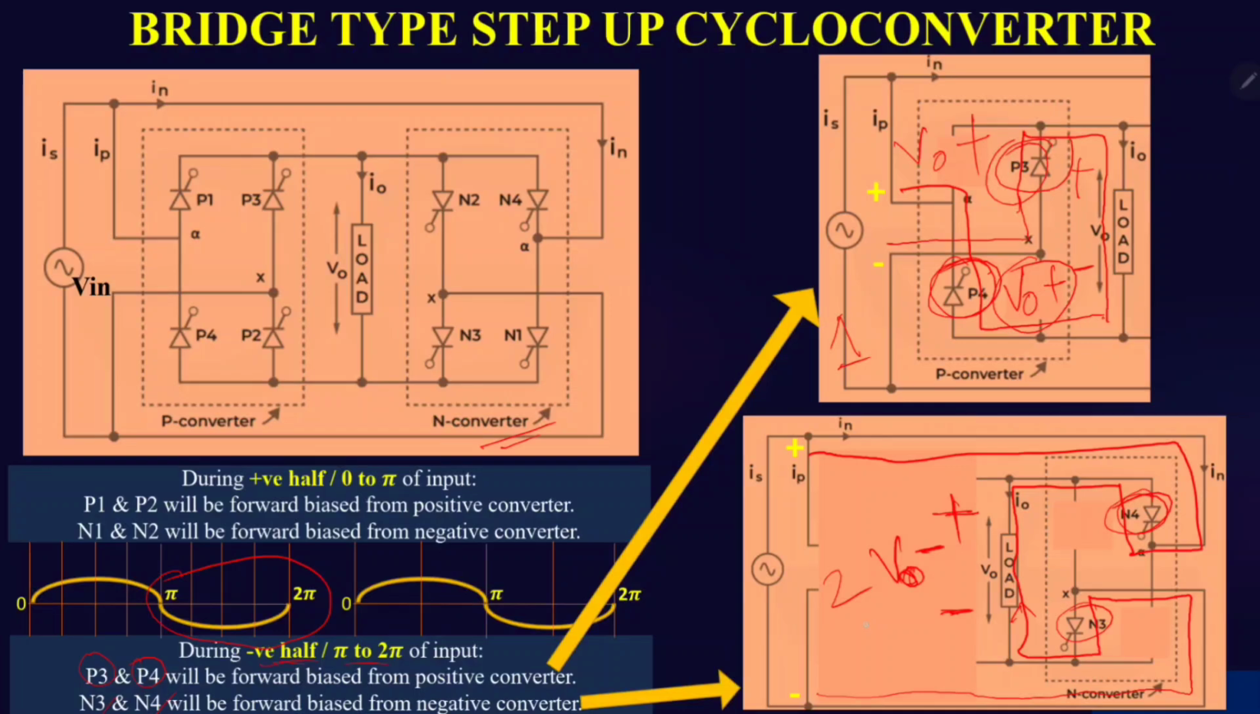So for the pi to 2 pi duration, this is the output voltage that is positive, and this is the direction of the current flow in the case of the positive converter. This output voltage is negative, and this is the direction of the current flow when N3 and N4 are in forward bias.